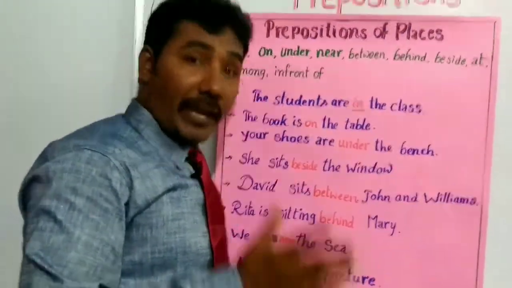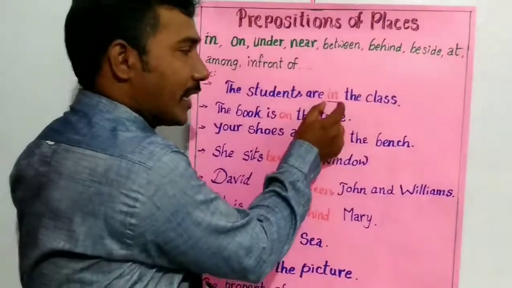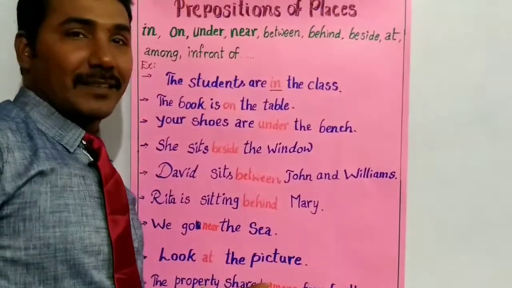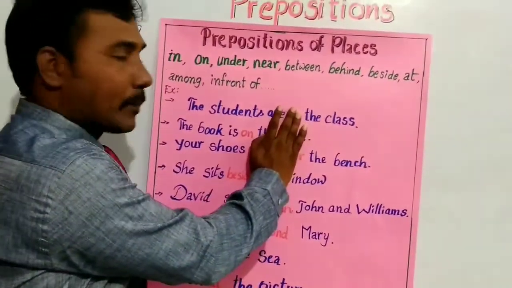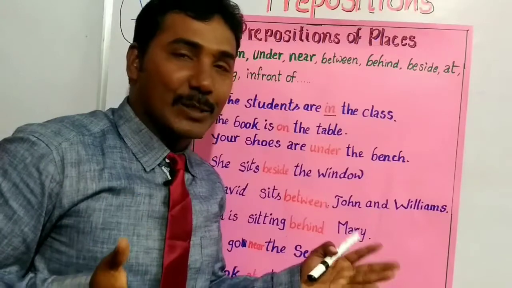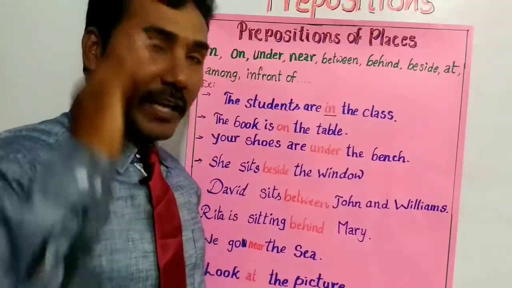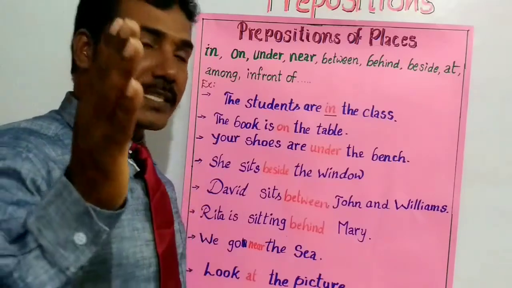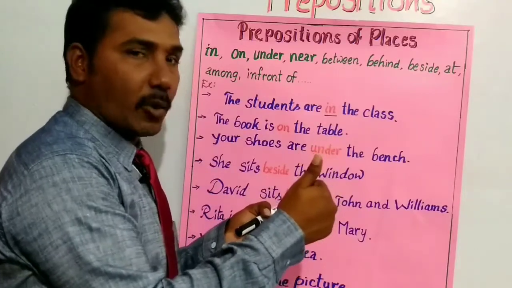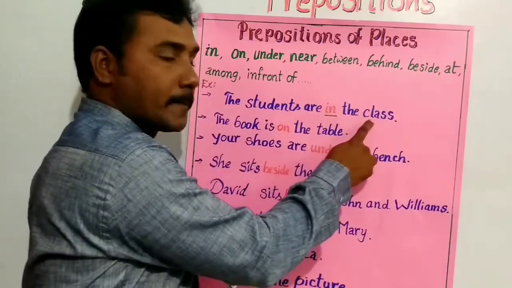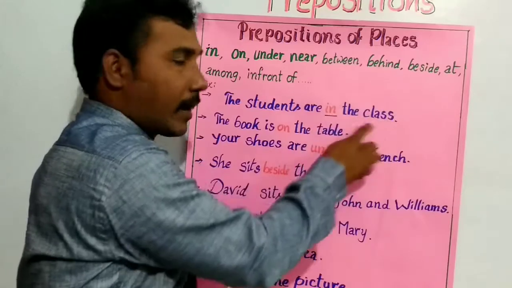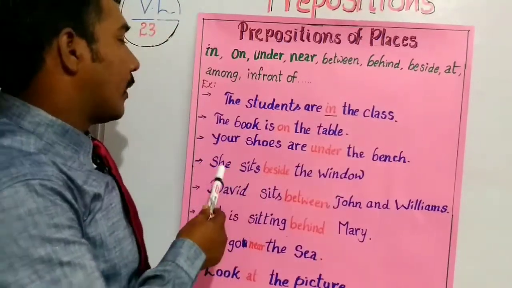Previously I told you, friends, it seems very small. See here in this sentence, in is a small word. Of course, if you remove this preposition, what will happen? The students are the class. Is there any meaning? No, it's ridiculous. So friends, that is why I suggest to you, it seems very small, but it gives a meaningful sentence. Yes, the students are in the class. In is the preposition here, which refers to the exact place. Where is the place? The class. In the class.